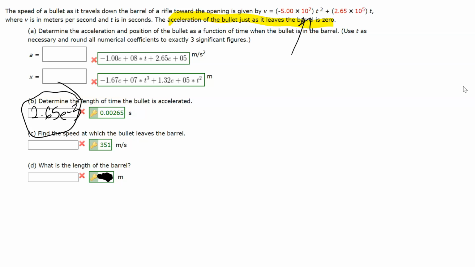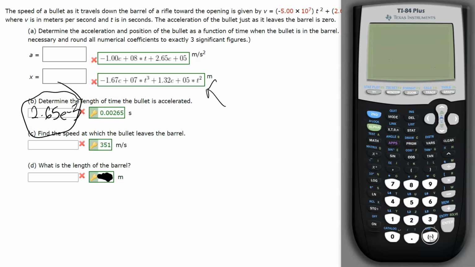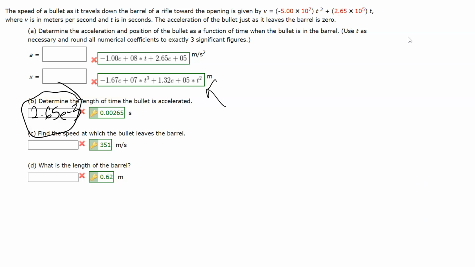And the last one is, what is the length of the barrel? For this, again, we take the same time, and instead of plugging it into the velocity equation, we're going to plug it into the position equation. I think I'm going to leave that one for you, but I'll just do it real quick here and fast forward. There we go. And I get that it's 61 centimeters long, which is what we get right there.